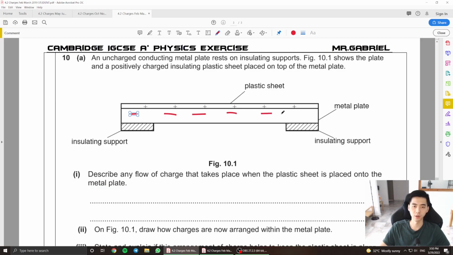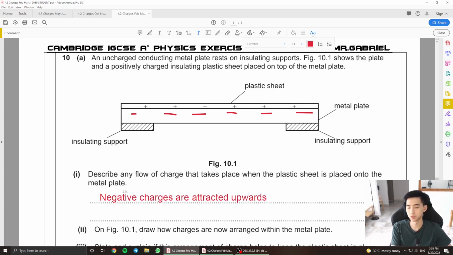Obviously, the negative charges will be attracted upwards, right? So you're supposed to say negative charges are attracted upwards. Okay? The negative charges are obviously going to be attracted upwards.